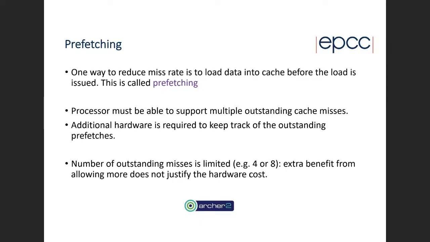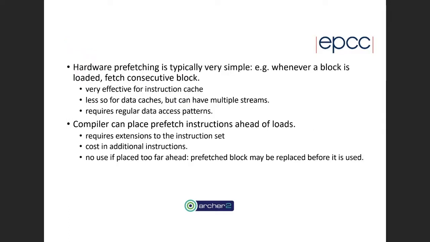Okay, we talked a little about prefetching before. Another way of reducing the cache miss rate is to try and load data into the cache before the load's actually issued. This is fine, but the hardware is keeping track of outstanding prefetches, and we have this limit on the number of outstanding misses which are possible.